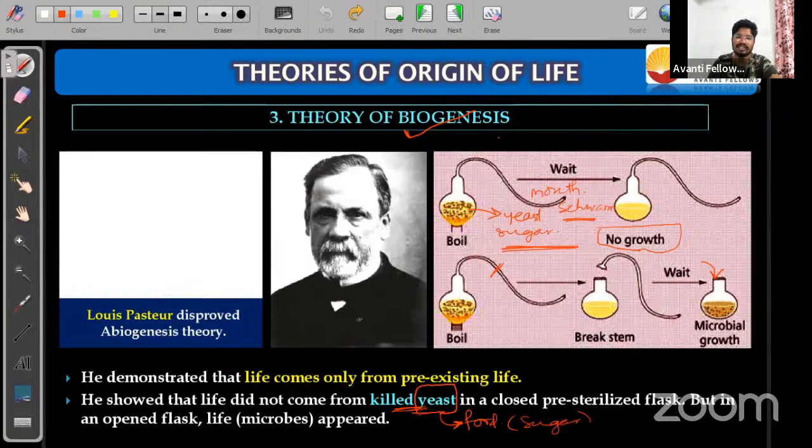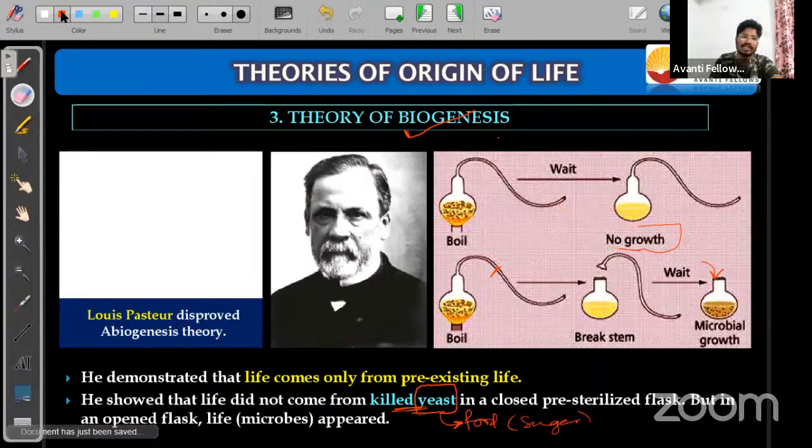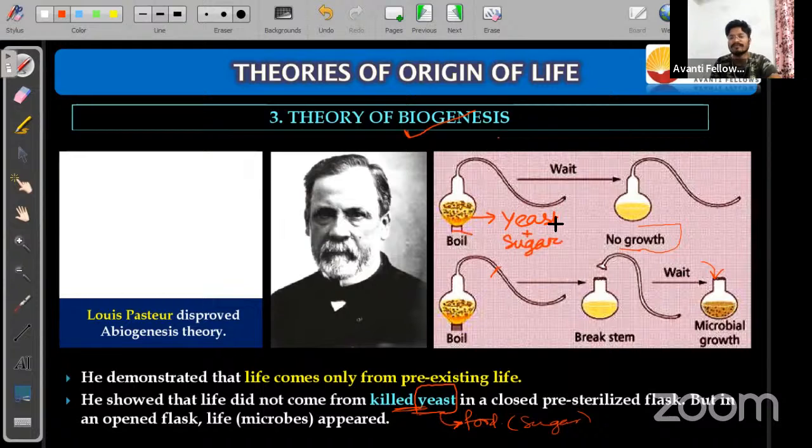You can see here what he did in the experiment. He took some yeast, along with sugar, where yeast can grow. सुगर लिया, इसको boil किया, then he closed the mouth of the container. Mouth को close कर दिया, and after a certain time period he observed it, and he found that there was no significant growth of anything in the tube. ट्यूब के अंदर किसी तरीके का ग्रोथ देखने को नहीं मिला उसको.